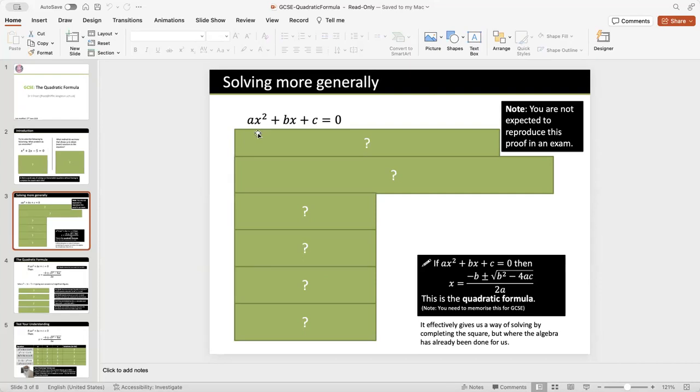So for the algebraic formula, you have to know the formula. x equals minus b plus or minus the square root of b squared minus 4ac. You have to be very careful about that. That is all divided by 2a. Everything divided by 2a. You must divide everything by 2a.